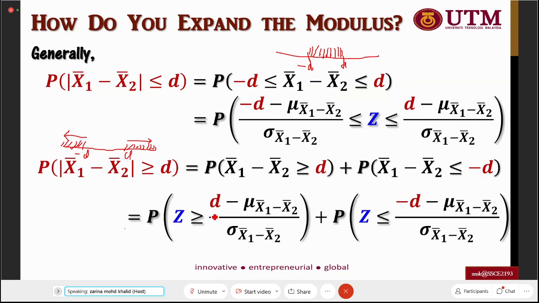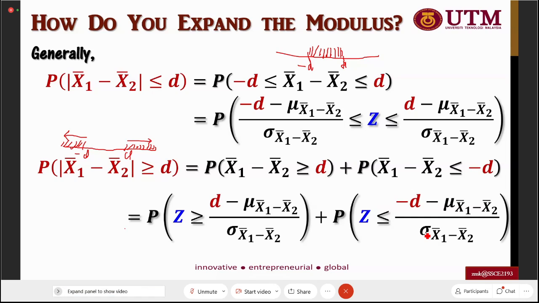The value of the difference becomes the value of z by taking off the mu of a difference from d divided by its standard deviation. And similarly for the second value, you standardize negative d minus the mean for the difference divided by the standard deviation of the difference. And once you get to z, everything is just like what you did in chapter 1. So just be careful with the statement.